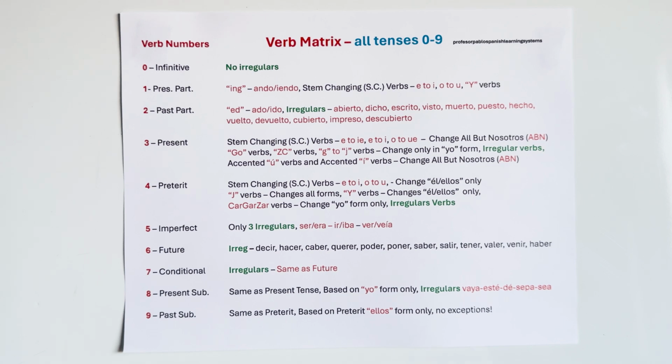How do we learn Spanish? Rápido, rapidísimo. Okay, this is a very important chart I just created. All these materials are on profesorpablo.com. You can check that out later. But this is the verb matrix for all verb tenses 0 through 9.